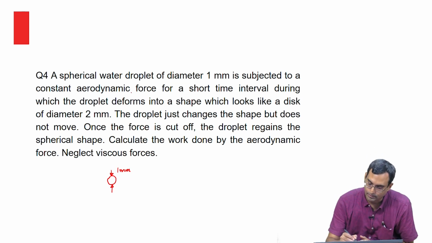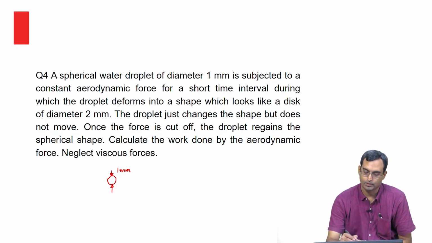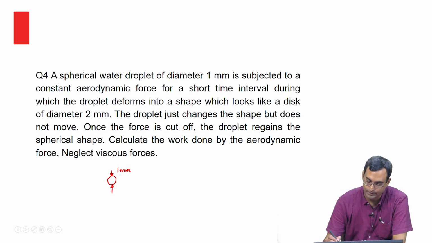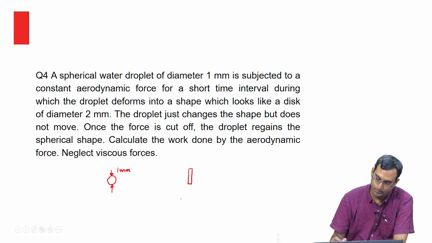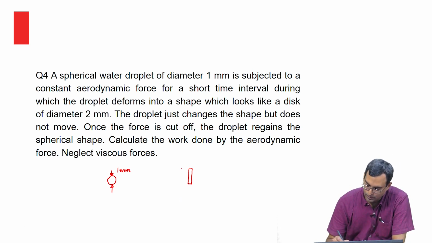So, air is creating an aerodynamic force on it for a short time interval, during which this droplet deforms into a shape which looks like a disc. So, what happens is this forms a disc-like shape. So, let us draw a disc. Okay, it looks like a disc with a diameter of 2 mm. So, now the diameter of this disc has changed.